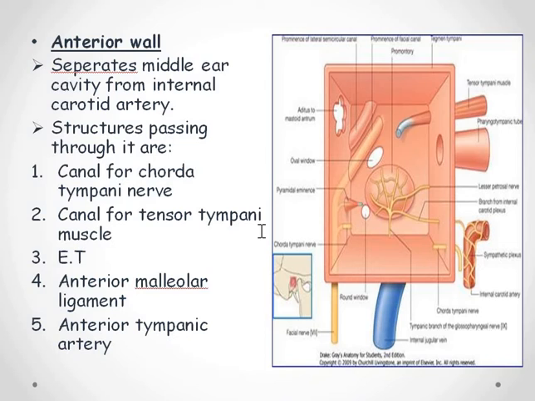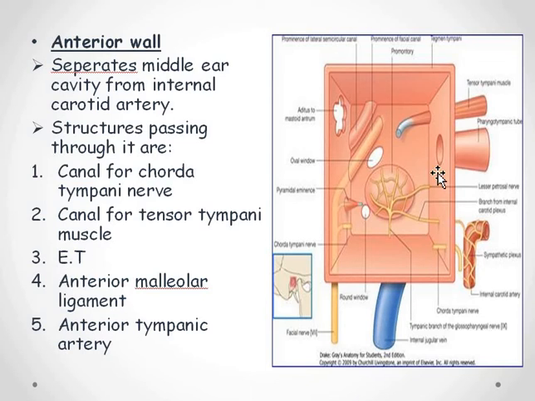Then comes the canal for the tensor tympani muscle. It attaches to the malleus. You can see this is the tensor tympani. Its main function is to medialize the malleus. It medializes the malleus whenever there is a loud sound. Basically, it dampens the loud sound, so it prevents injury to the inner ear by dampening loud sound. It contracts on loud sound.